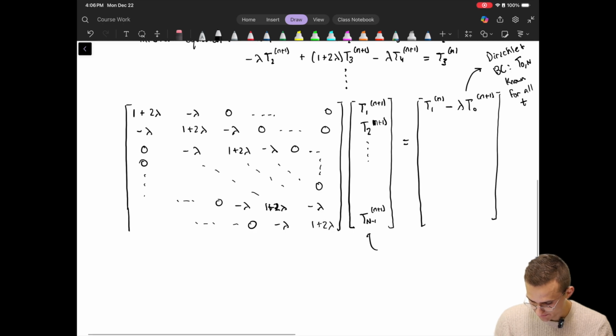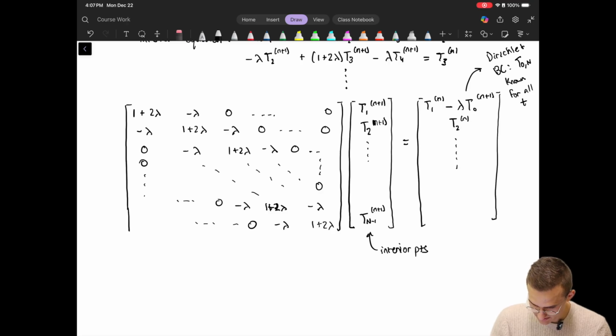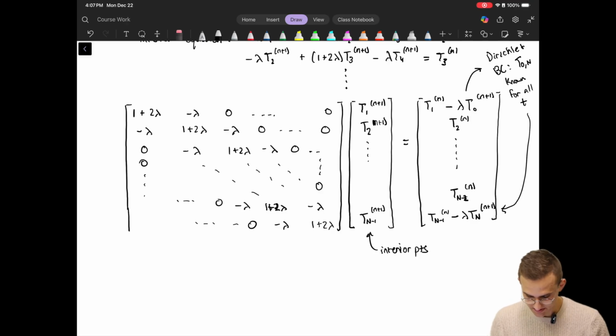So basically we're solving for all the interior points simultaneously at each time step. And then this would have t2 at time step n, and that would continue until we had tn minus 2 at time step n, and then the last entry is going to be tn minus 1 at time step n, minus lambda tn at time step n plus 1, because remember that value is fixed. Okay, so this is what the overall tridiagonal matrix setup looks like.